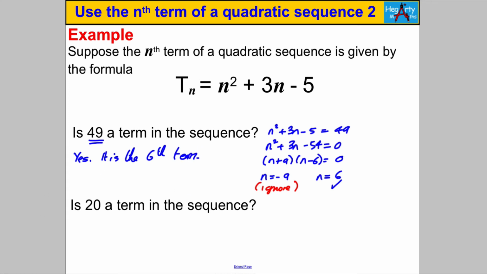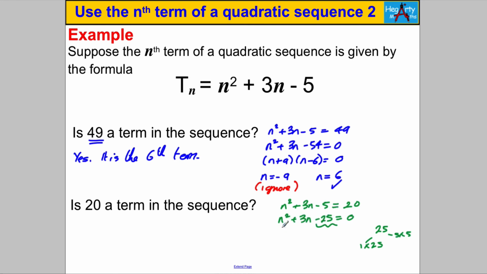And if we had a go at this one, is 20 a term in the sequence? Well, I'd solve n squared, add 3n, take away 5 equals 20. I'd take away 20 from both sides. N squared, add 3n, take away 25 is equal to 0. Now I try as hard as I can to think of two numbers that multiply to negative 25 and add to positive 3. Just think of the factors of 25. There are only 1 multiplied by 25 and 5 multiplied by 5. And neither combination of those can add up to anything like positive 3.